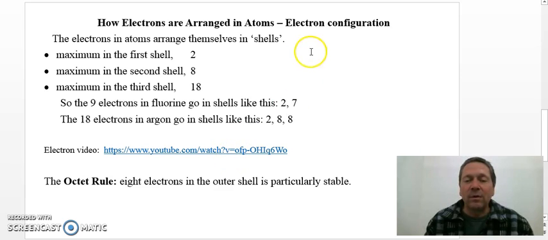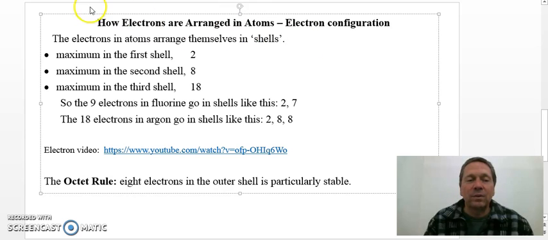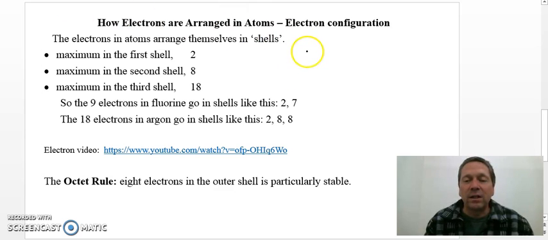So hydrogen, helium. For hydrogen, the electronic configuration is just 1. And for helium, the electronic configuration is just 2. That means 1 electron in the first shell. That means 2 electrons in the first shell.